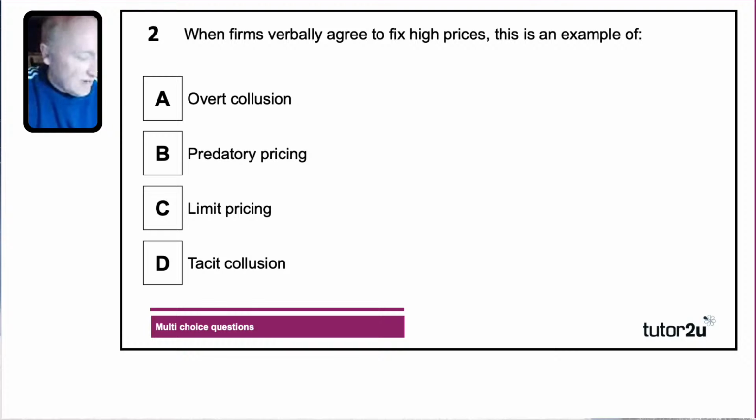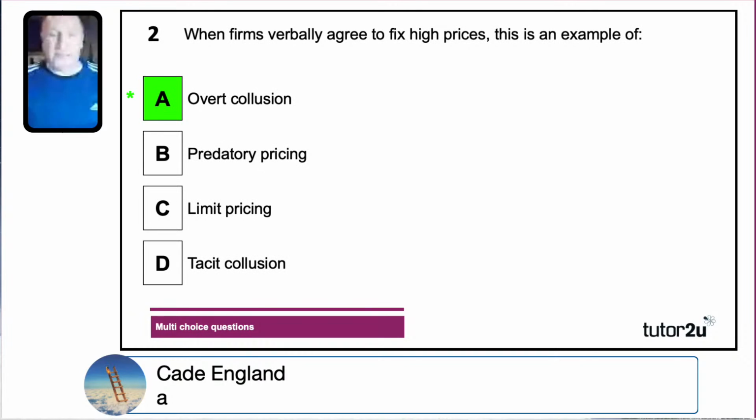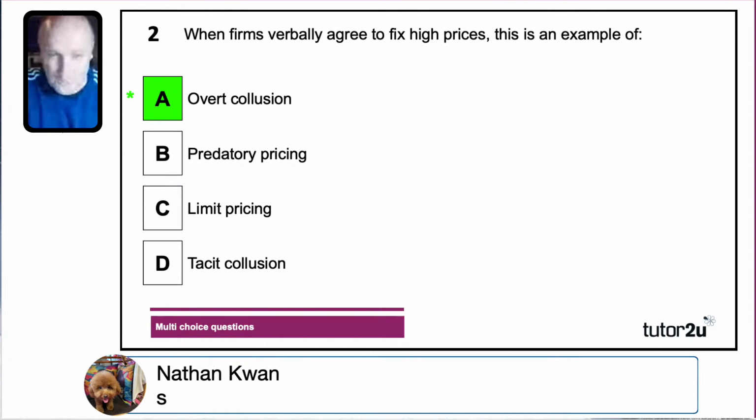So the answers coming through, Ollie and Toby are coming through with the right answer, and Joe and Leah. Welcome, by the way, to everybody, to our team of economists. Okay, what do we think here? Verbal agreement to fix high prices. Here's the answer coming up on the screen for you. And well done to everybody who got it right, including Cade and Summer: overt collusion.